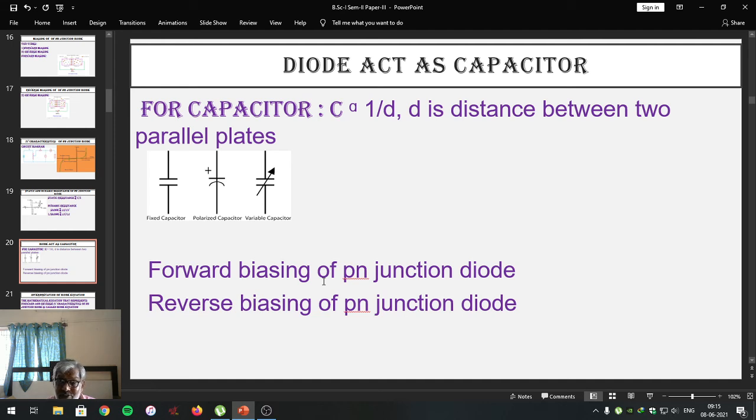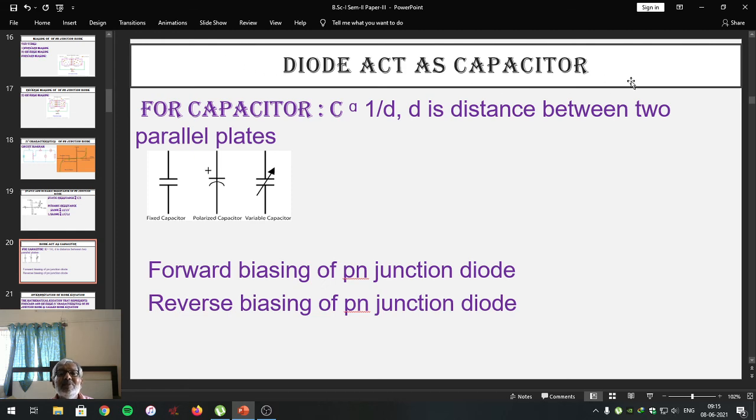In reverse bias, the width of the depletion layer is increased and it reduces the conduction. If you increase the distance between two parallel plates in a capacitor, its capacitance decreases. Thus, a p-n junction diode acts as a parallel plate capacitor. This is the concept by which you can say that a diode acts as a capacitor.